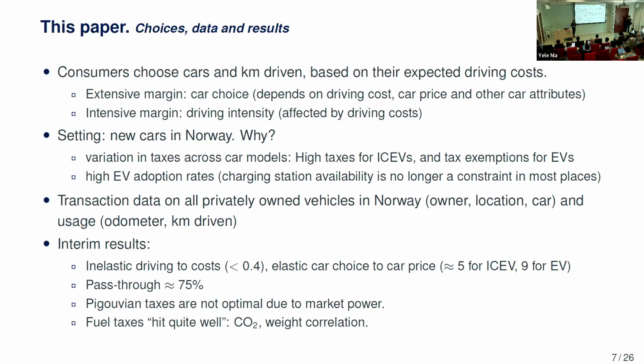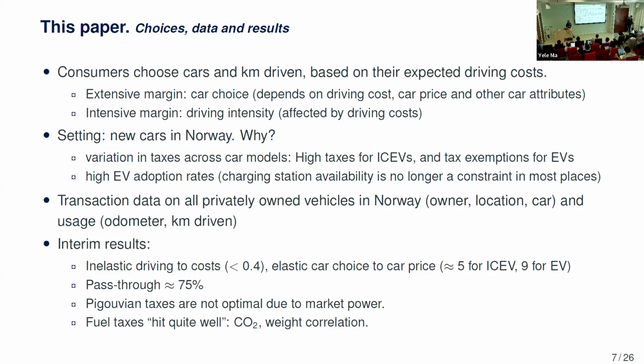So some of the results: we find that people are quite inelastic to driving costs. So they're not changing their driving behavior so much for different fuel cost values, and they are more elastic to car choice price. So we find that particularly for electric vehicles, they're very elastic consumers, whereas for internal combustion, it's much lower elasticity. Our model predicts that pass-through is around 75%. This is an average.